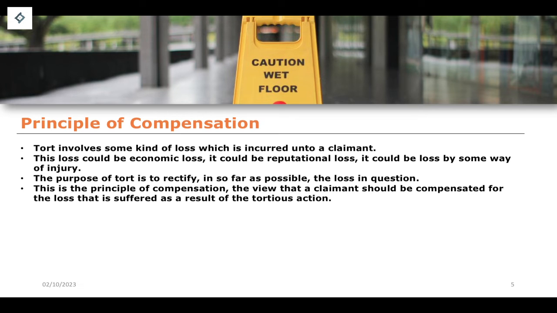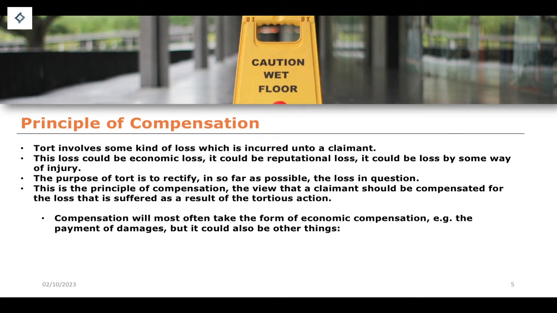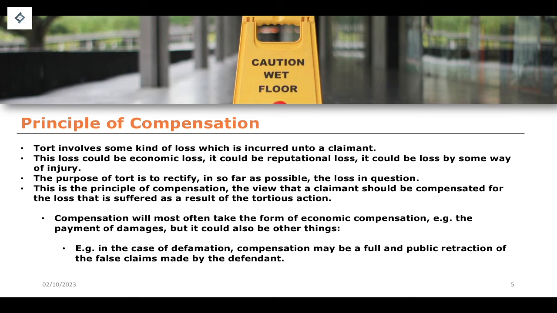And this really gets to the principle of compensation, the view that a claimant should be compensated for the loss which was suffered. And compensation will most often take the form of economic compensation. So, for the most part, there is the payment of damages, but it could also be other things. I mentioned earlier the case of defamation. When you have a case of defamation, there is often the payment of damages in some cases, but there may also be, in addition to this, a full and public retraction of the false claims that were made by the defendant. That's a type of compensation in a way.